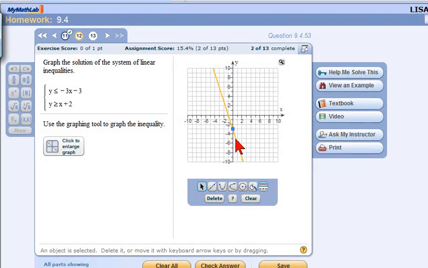All right. The second one, I'm going to start at 2, not at 1, and I'm going to go up 1, right 1, and there's my second line. Now, the first one, I was supposed to shade below the yellow line. The second one, I'm supposed to shade above the blue line. So, below yellow, but above blue. Can you visualize which area got double shaded? Below yellow, but above blue. This region got double shaded.